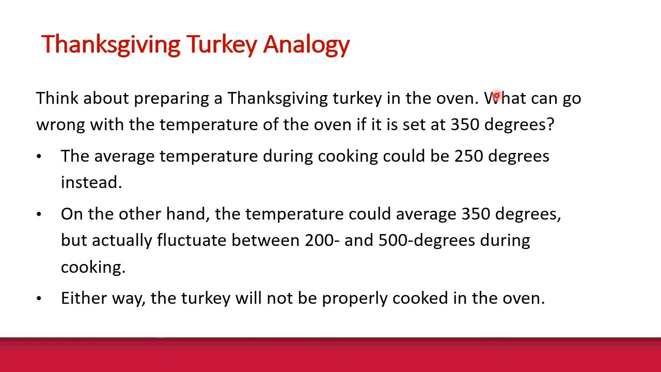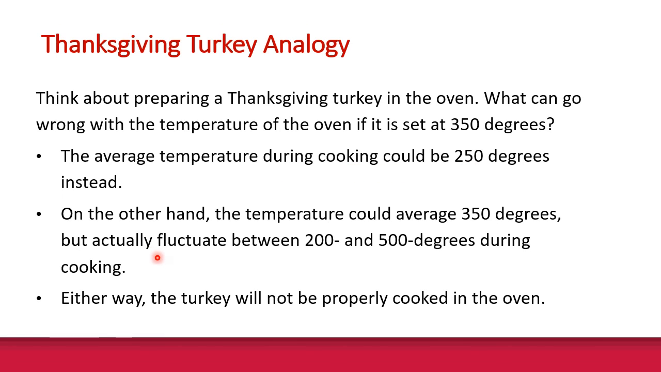One problem you could have is that you think you set it at 350 and it's really cooking at 250. That's a problem with the average. Instead of hovering around 350, it's hovering around 250. That's the problem of the average temperature being wrong.